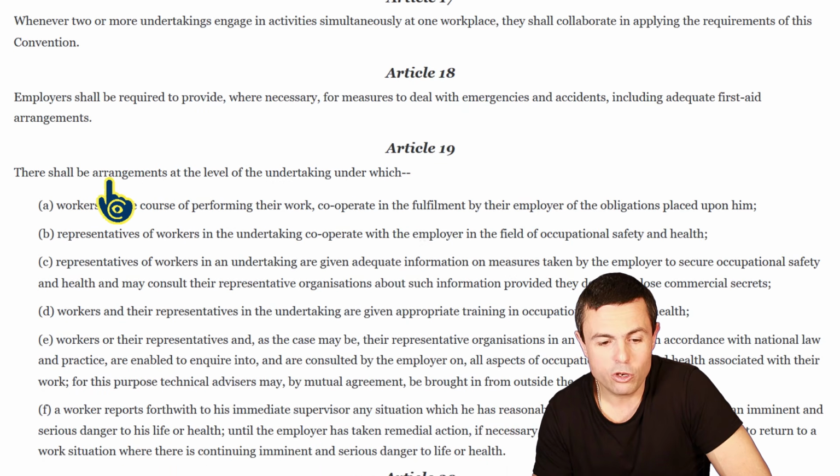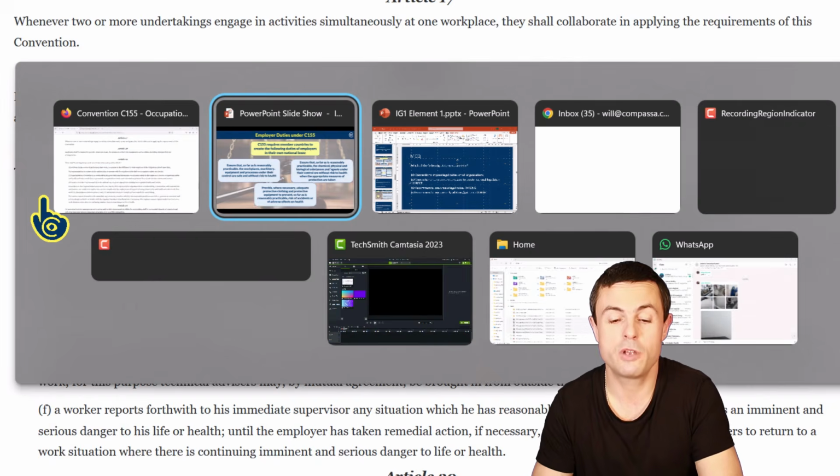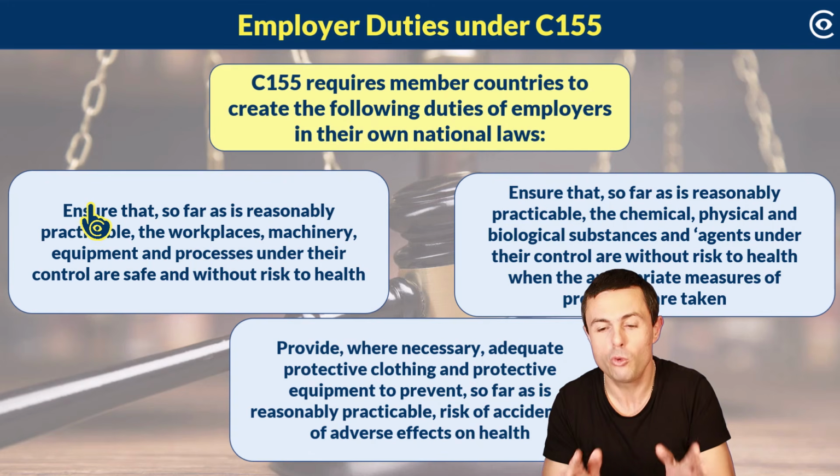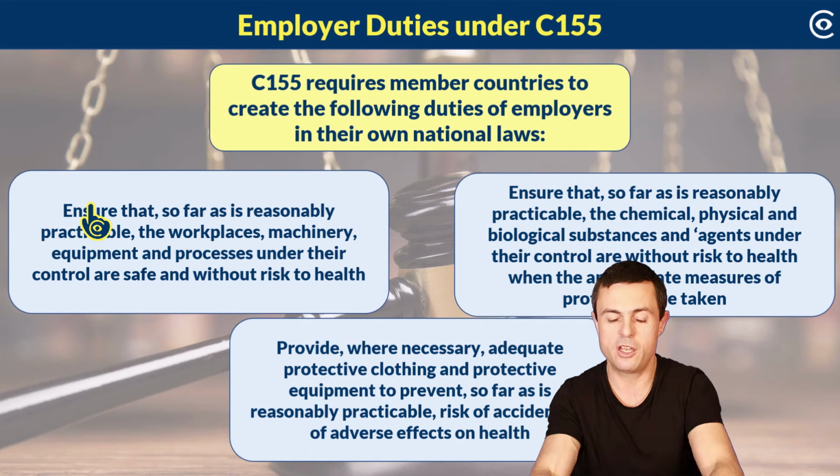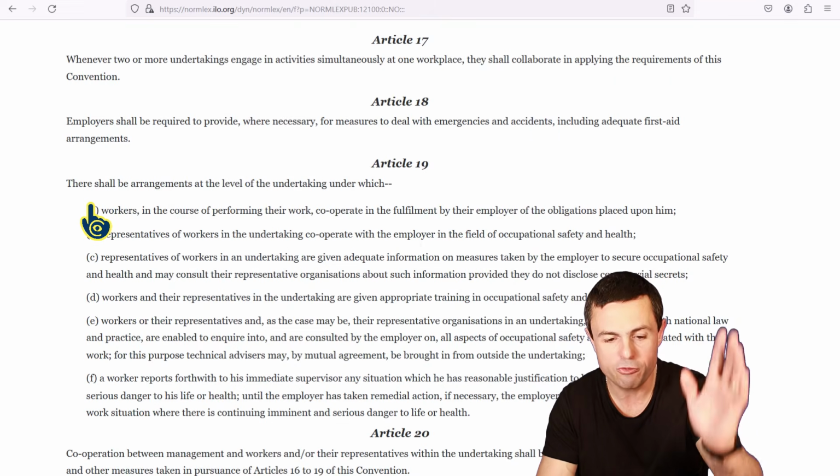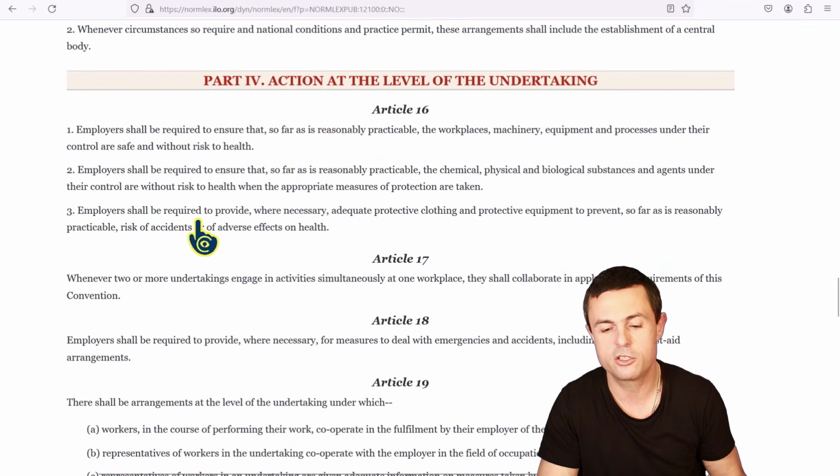And then we've got some other duties in here. We'll talk about those in a moment because they relate to employees. So those are the employer duties under C155. They're just the three big ones. Do not forget, though, Article 17 and Article 18.